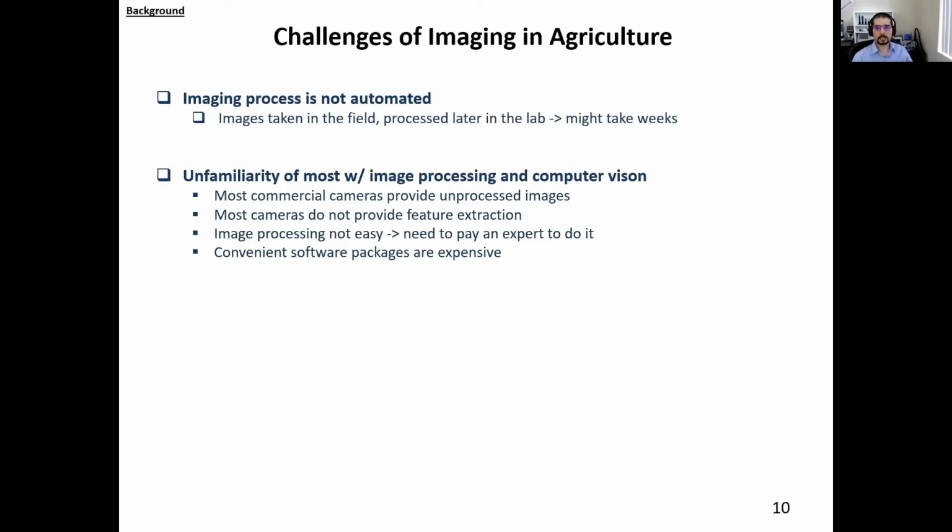And image processing is not easy. As I said, we're not computer scientists by default. This is something we have to go and learn. Or if we don't have time to do that, we have to pay someone to do it, some expert to do it for us. And if you want to use convenient software packages, then we have to pay a lot more.